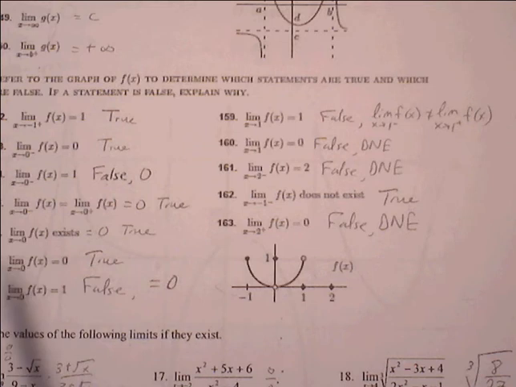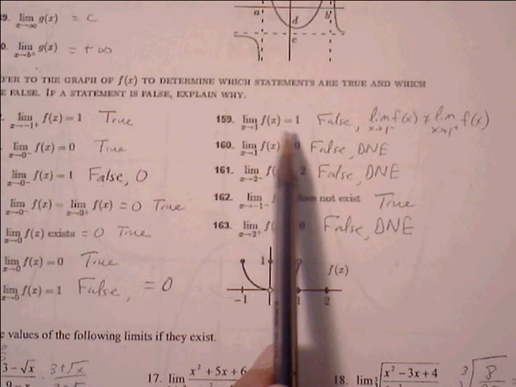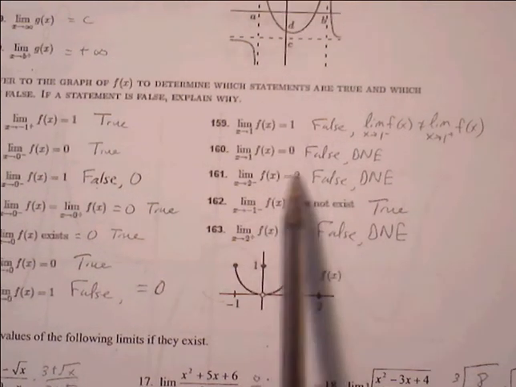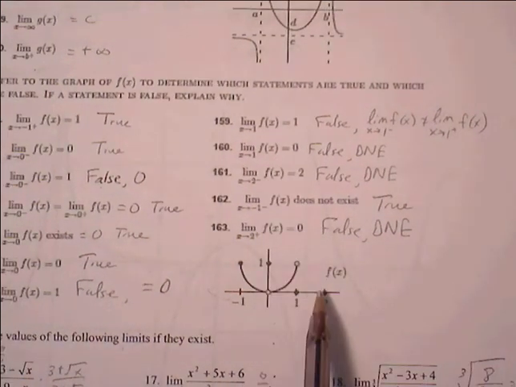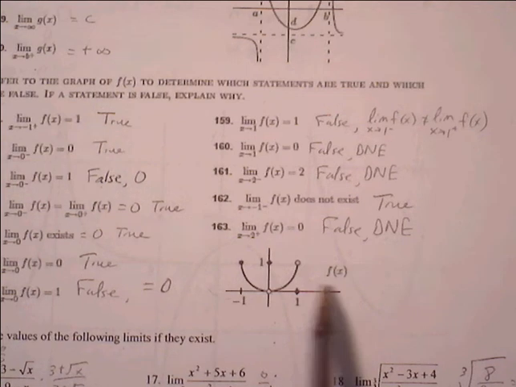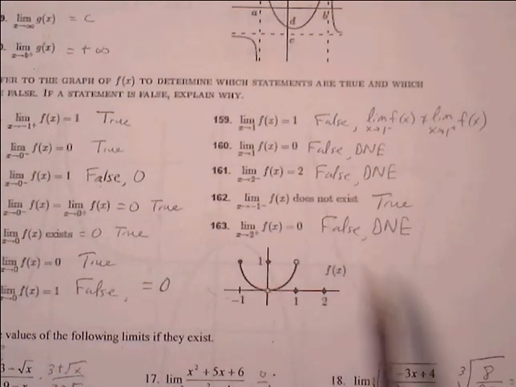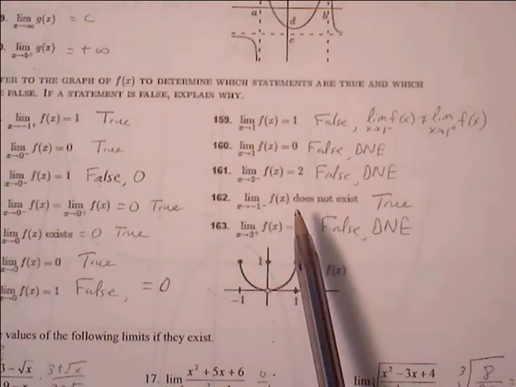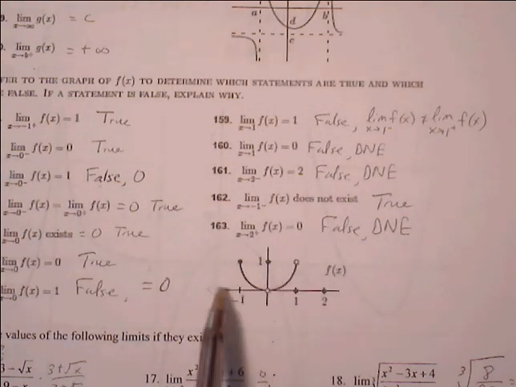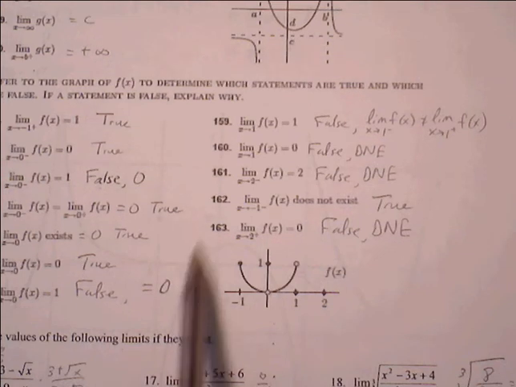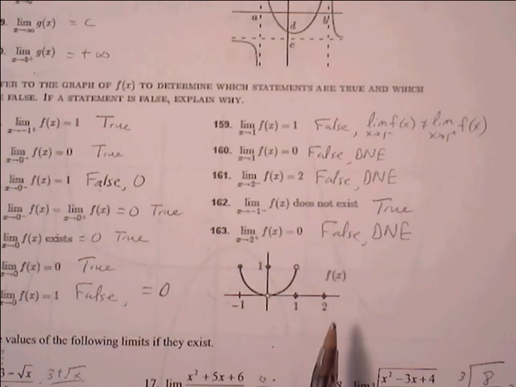All right, limit as x approaches 1 is equal to 0. As it approaches 1, we see that's false because the limit does not exist. Limit as x approaches 2, from the left side of 2, there's no graph on either side of 2, so limit does not exist. Limit as x approaches negative 1, from the left side of negative 1, there's nothing on the left side of negative 1, so does not exist.